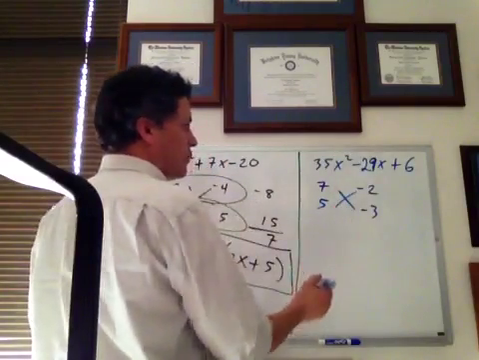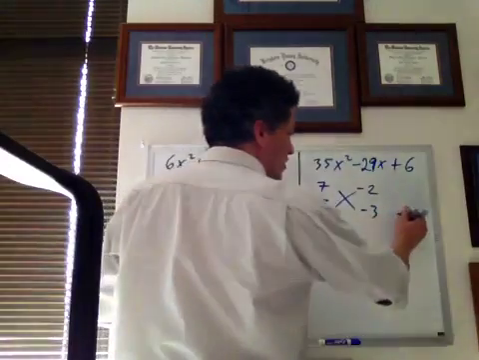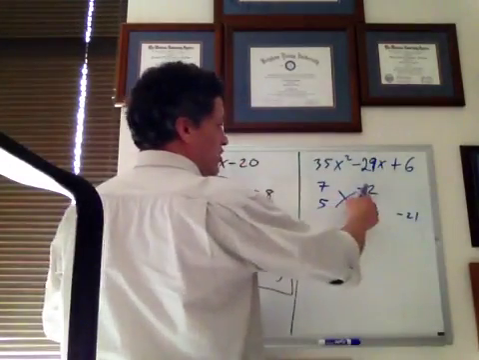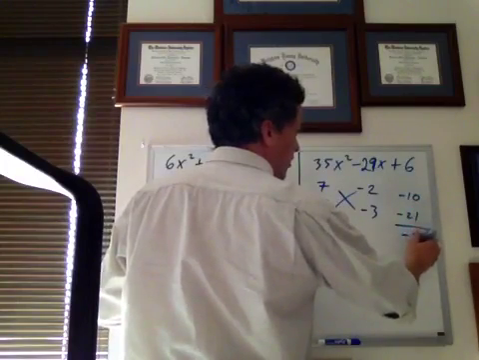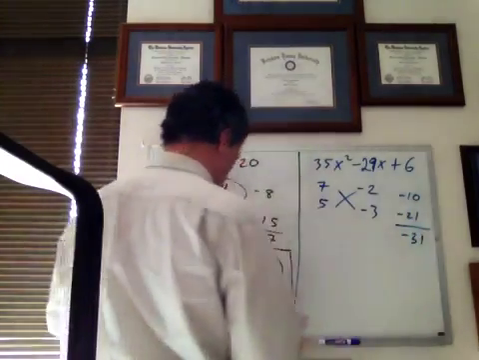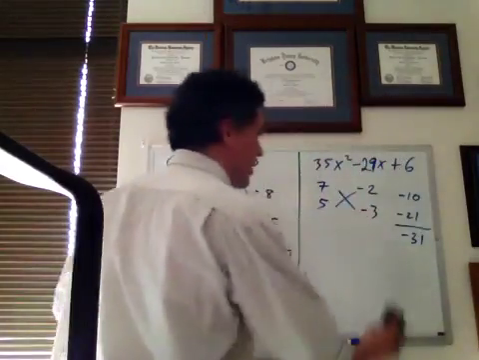Let's see if I've got the right combination. 7 times negative 3 is a negative 21. 5 times negative 2 is a negative 10. And look at that, I got it. Actually, no, I don't have it right. I got negative 31. So obviously, I don't have that right.